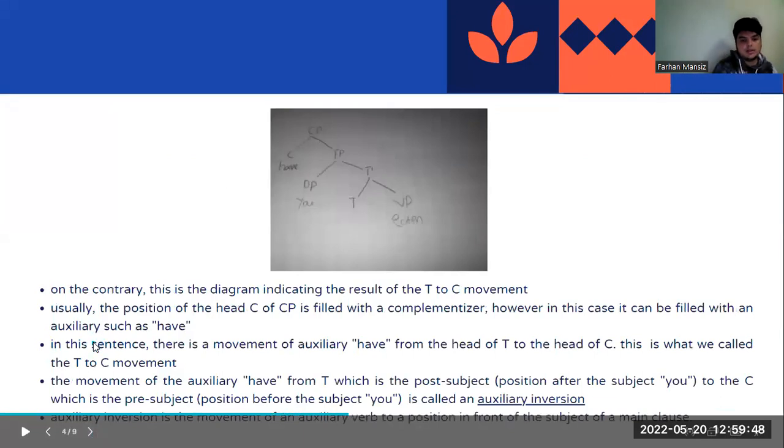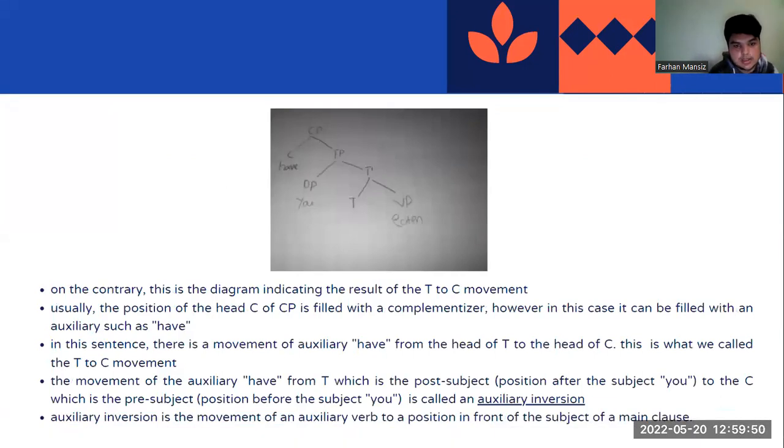Now this is the second diagram. There has been a slight change. This is after the T to C movement. Usually the position of the head C of CP is filled with a complementizer. However, in this case, it can be filled with an auxiliary such as have, because the sentence in this diagram is in fact a yes or no question.